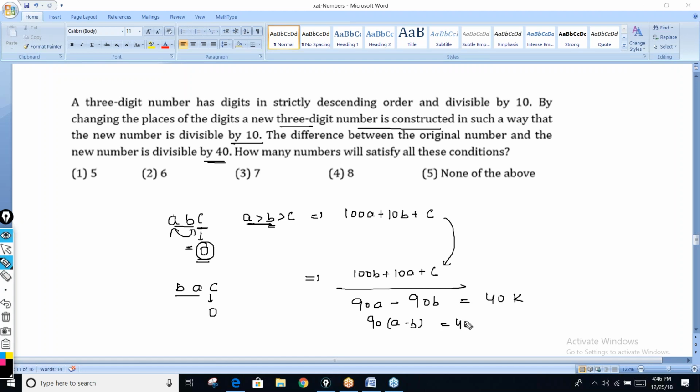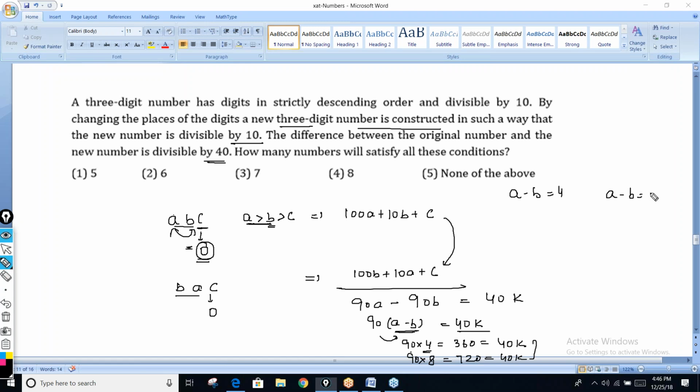Now if this number is a multiple of 40, then A minus B definitely should be 4. Then only it will become a multiple of 40, 360. No other number will satisfy. 90 times 2, and one more possibility, 90 times 8, that is 720. So we get to know that A minus B can be 4 or A minus B can be 8.